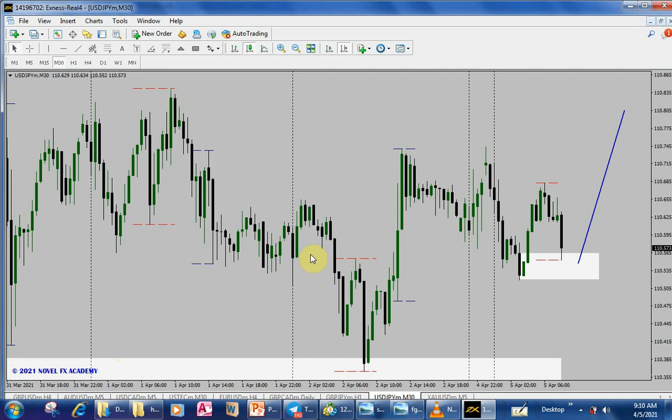Okay, so go to your chart, mark out OBs and breakers, and I want you to note how price reacts to all those specific price levels.